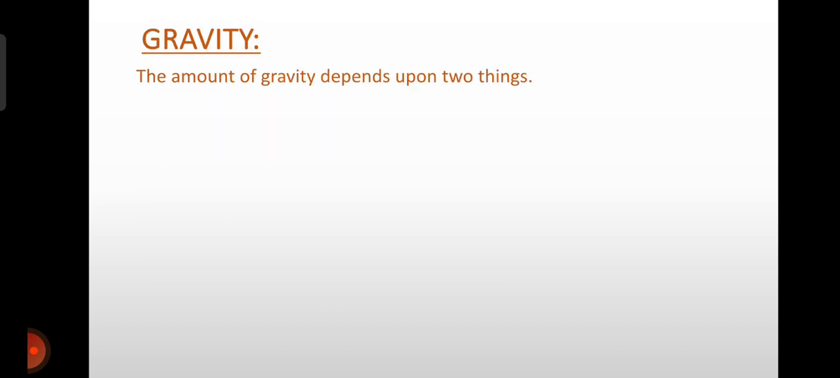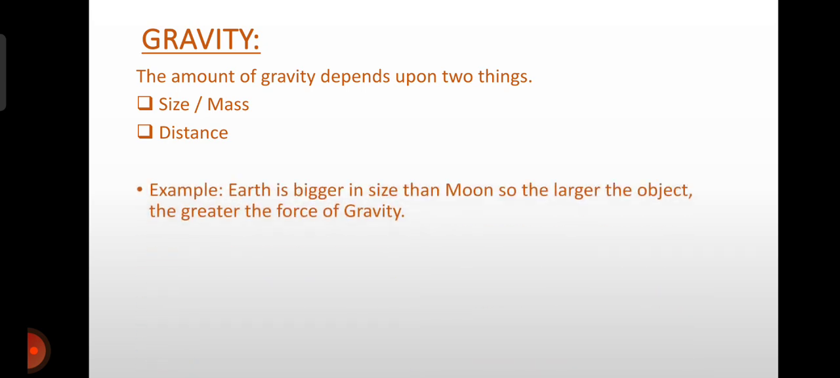Now we will study about gravity. In the last video we defined the term gravity. Gravity is the pull or the attraction which the earth exerts on an object. It mainly depends upon two factors. One is the size or the mass of the object, and second is the distance between the objects.